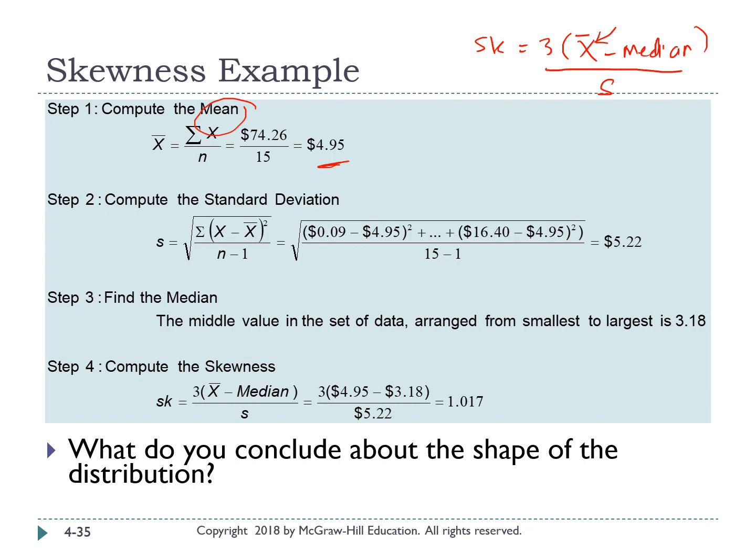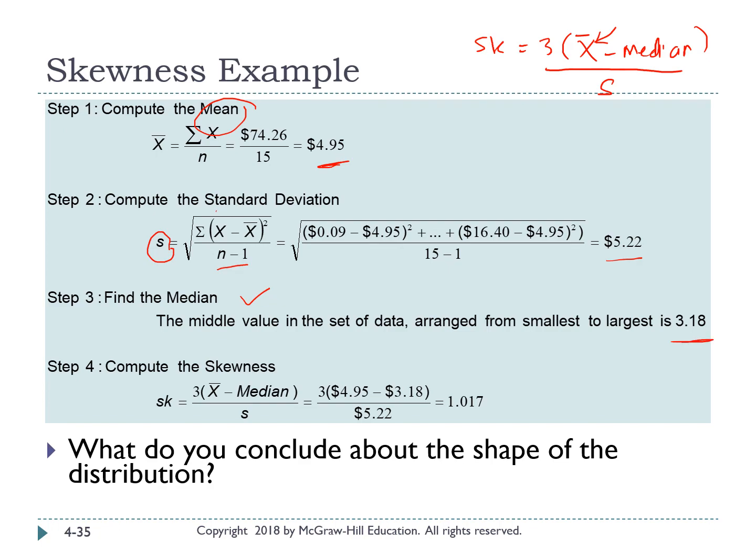And then you can start computing the standard deviation, or you can also start with finding the median. It's up to you. Okay, so your standard deviation here is the sample standard deviation. That's why you have n minus 1. By applying this formula, you should get 5.22 for your standard deviation. And the median, how to compute the median? You have to arrange from smallest to largest, and then take the middle point. So you should get the value of 3.18.